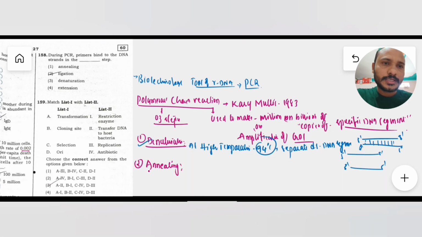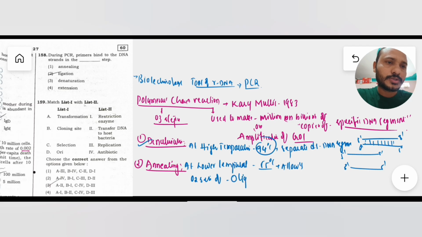Annealing happens at a lower temperature, approximately 55 degrees Celsius. This allows two sets of oligonucleotide primers, very important, to be added. The oligonucleotide primers bind to the complementary sequence on the single strand of the DNA template.